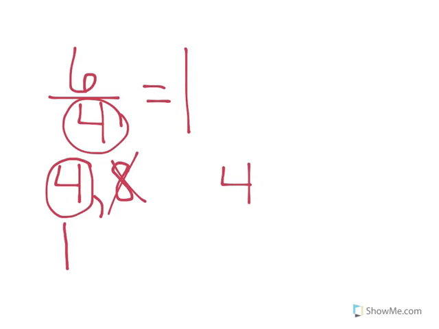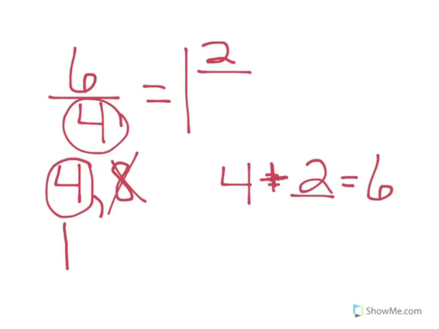So if we're at 4 right now, but we need to get to 6, we need to figure out 4 plus what gives me 6. Well, if I count up, 4 plus 2 gives me 6. So that would be my numerator. Move my 4 over. I have 1 2/4.